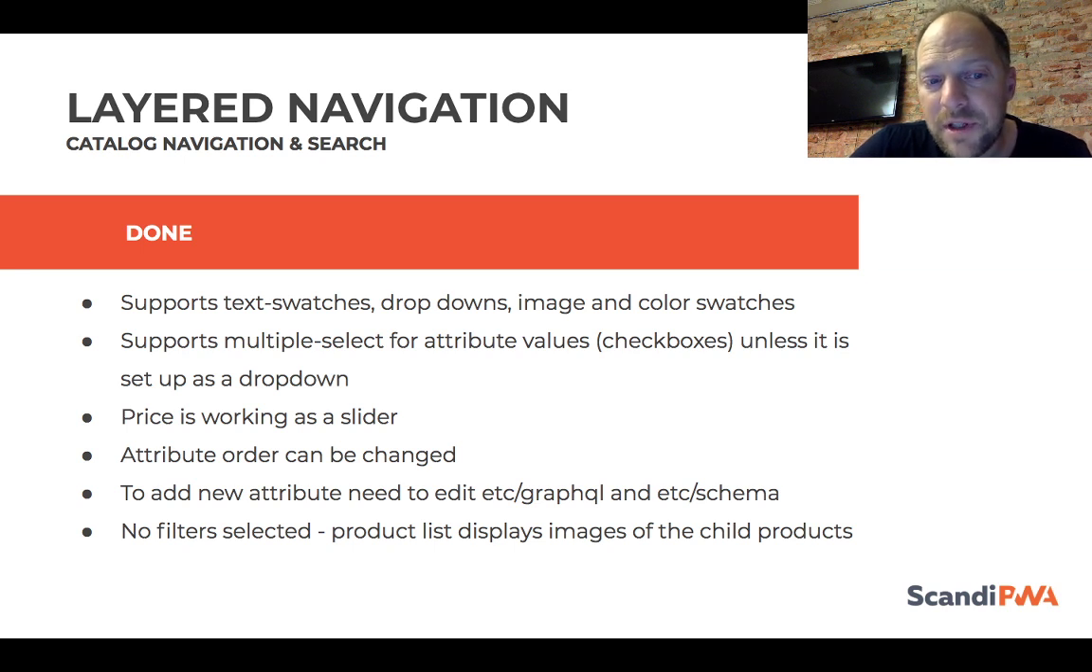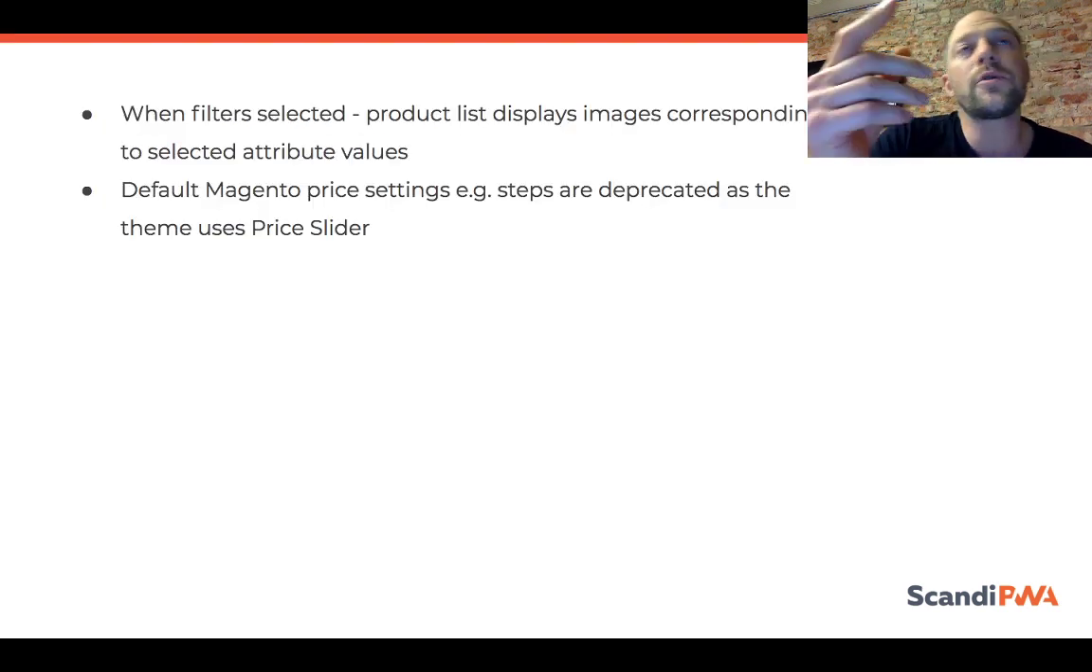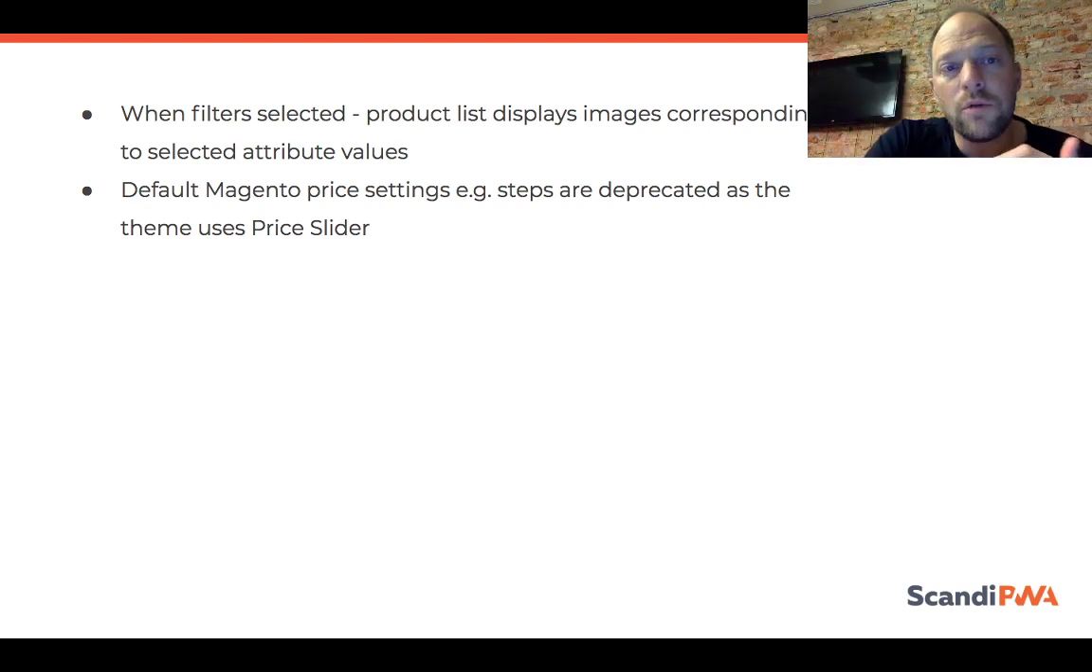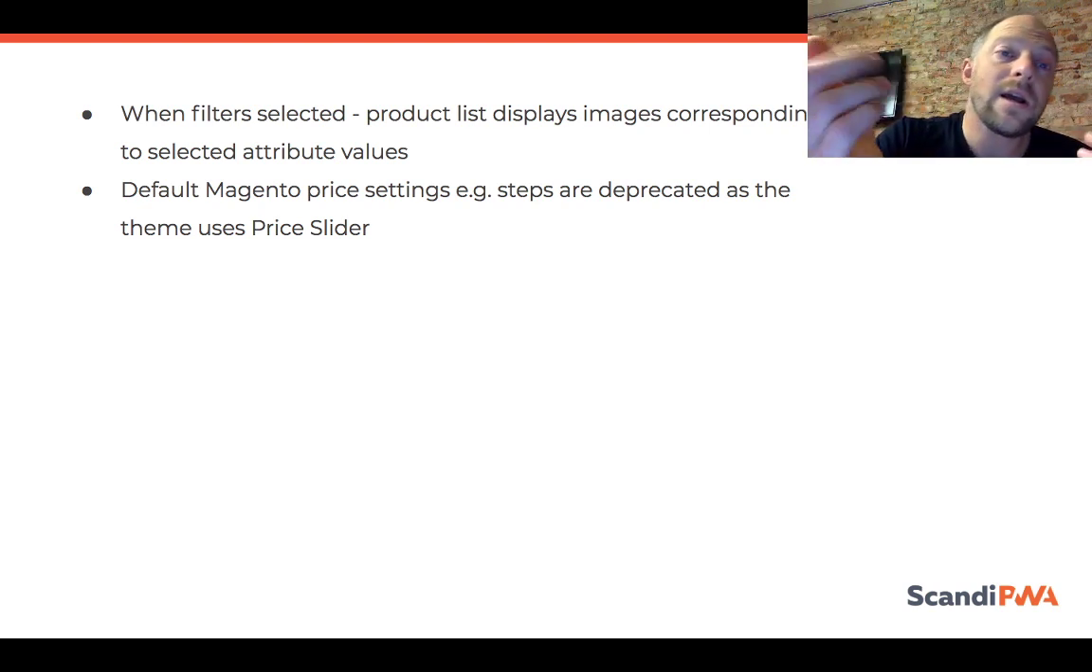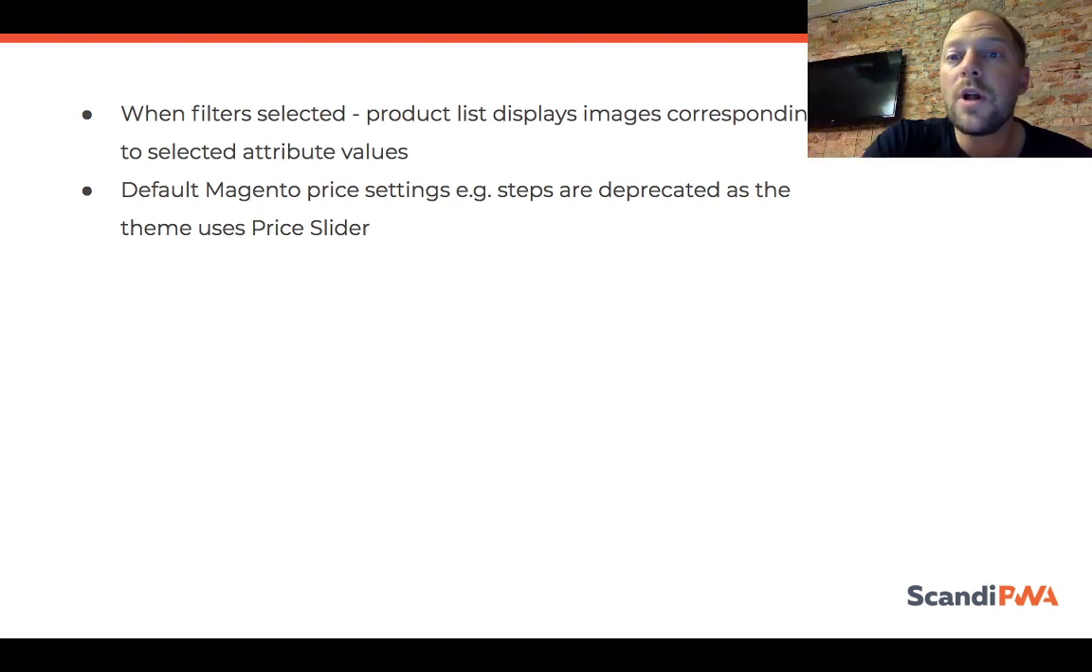And if there are no filters selected, the product list displays the image of the first child product. But when we select, for example, medium and blue, we will see, of course, only the products having these attributes, medium and blue. And also the images will be from a gallery that corresponds to medium and blue. Well, usually the size doesn't change, but at least we'll see that everything is blue.